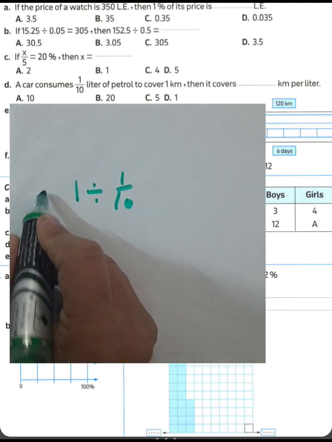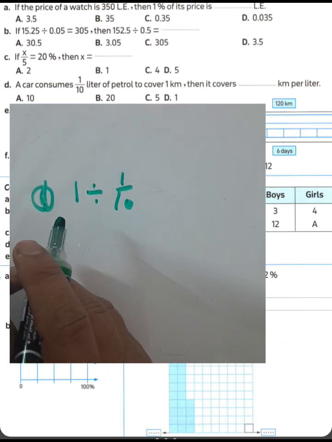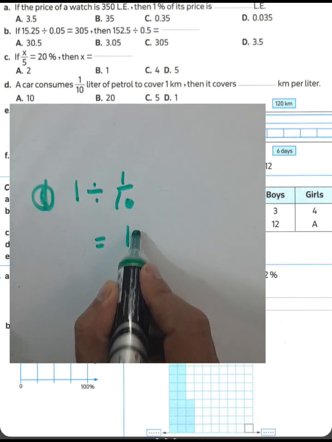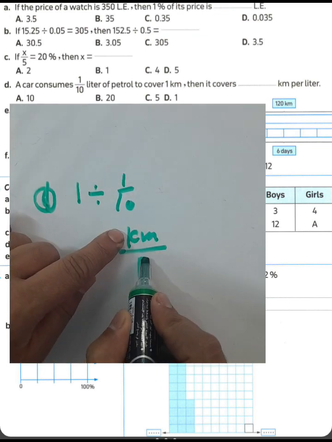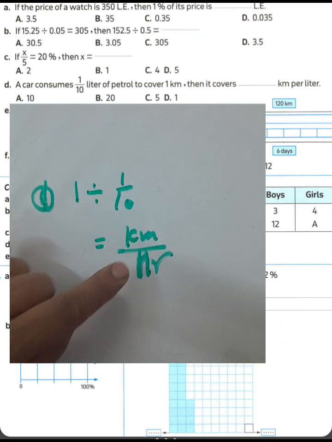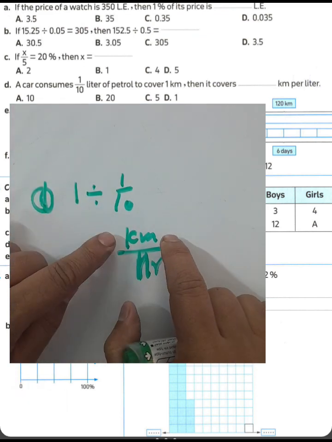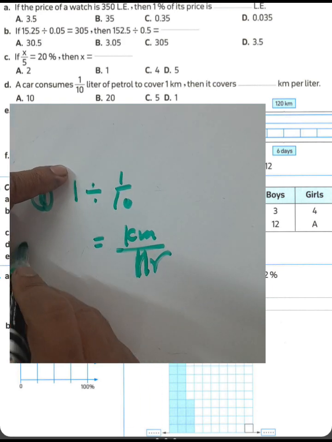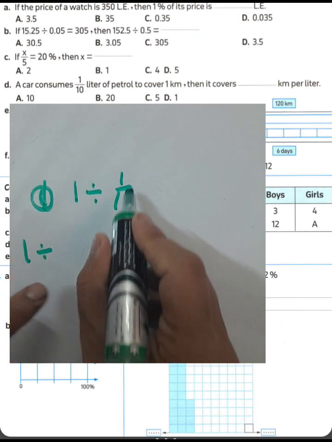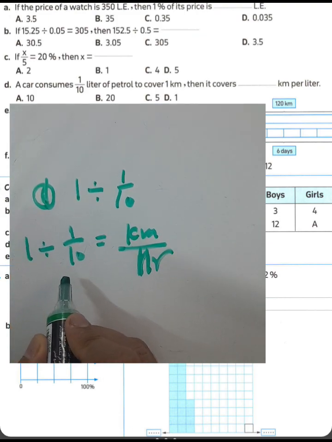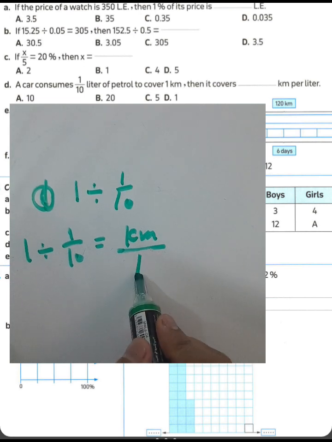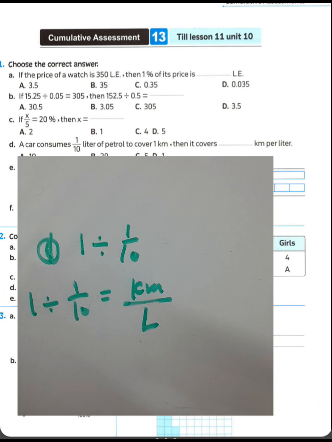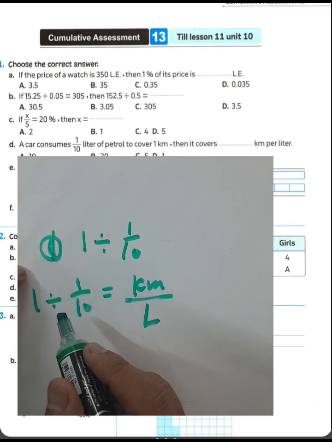Again, in this example about letter D, we want to find the rate. The rate here equals kilometer per liter, meaning kilometers divided by liters. Understood? Kilometer per liter means the number of kilometers divided by the number of liters. How many kilometers? 1. Divided by the number of liters, 1 over 10 liter. In this example, letter D, we want to find the rate.